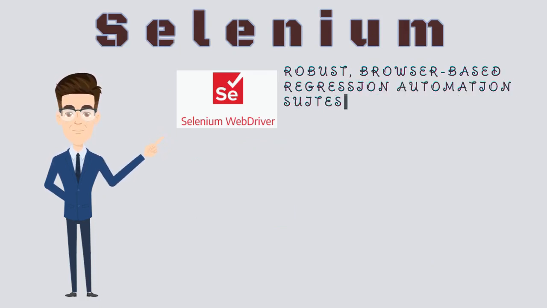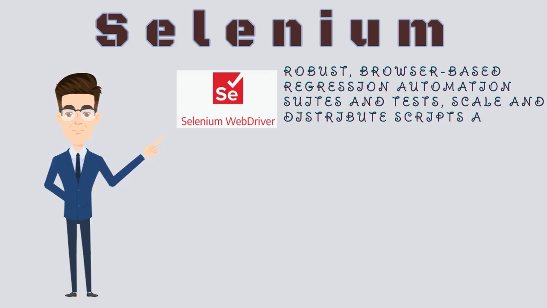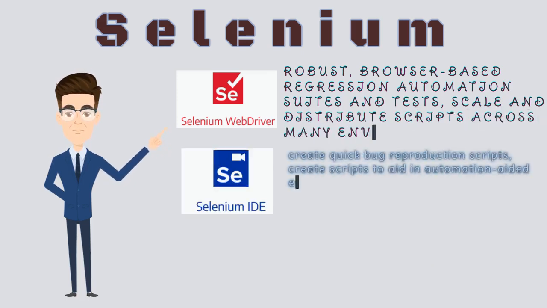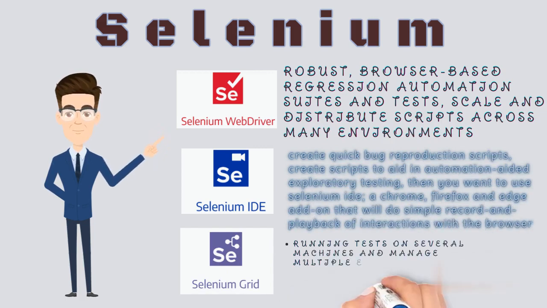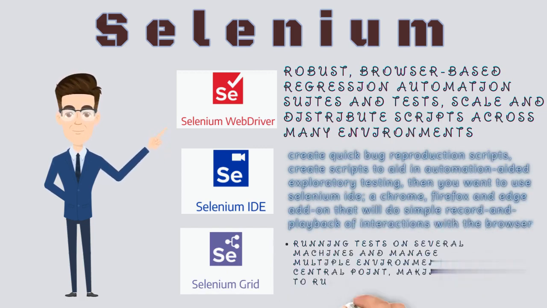The first is Selenium WebDriver, which mostly focuses on automating the browsers. It's widely used for automating the browser, and Selenium WebDriver has been used throughout the automation industry. The second one is Selenium IDE, which is used mostly for bug tracking, and it also has a very good advantage of record and playback.